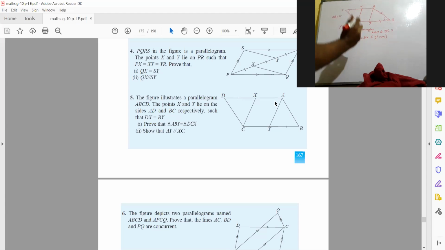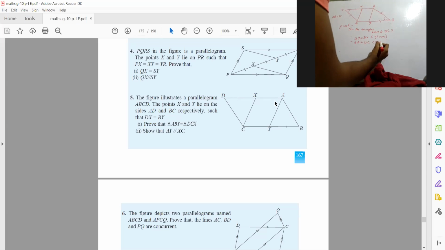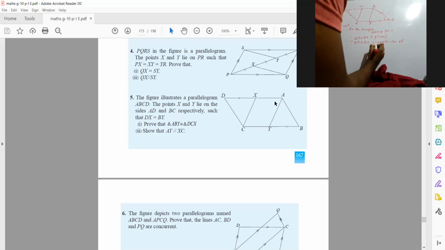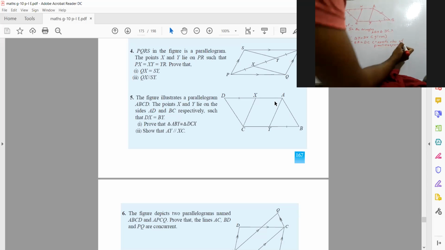this side AB is equal to DC. The reason is that opposite sides of a parallelogram are equal.